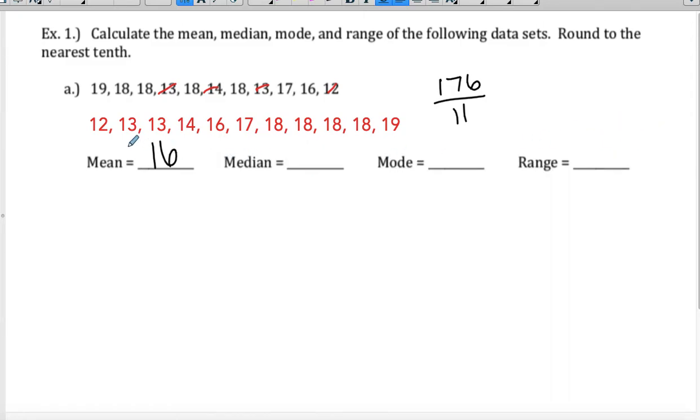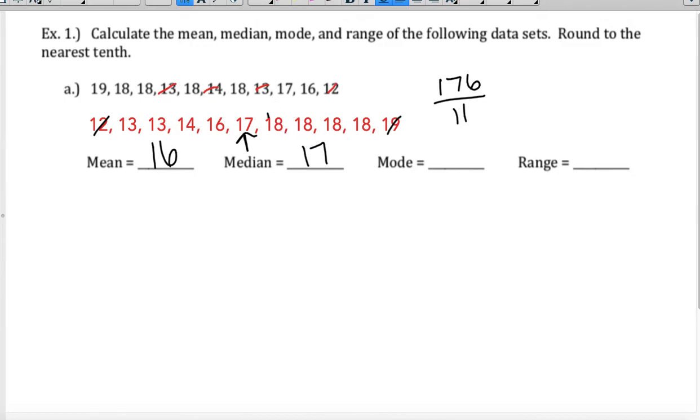The median is the number in the middle. We divided by 11, so that means the sixth number, with 5 on each side, is going to be the number in the middle. 1, 2, 3, 4, 5. And the number in the middle is going to be 17. I have seen students cross off numbers one on each side until they get to the middle, or cover up the numbers on each end with their finger until they find the number in the middle.